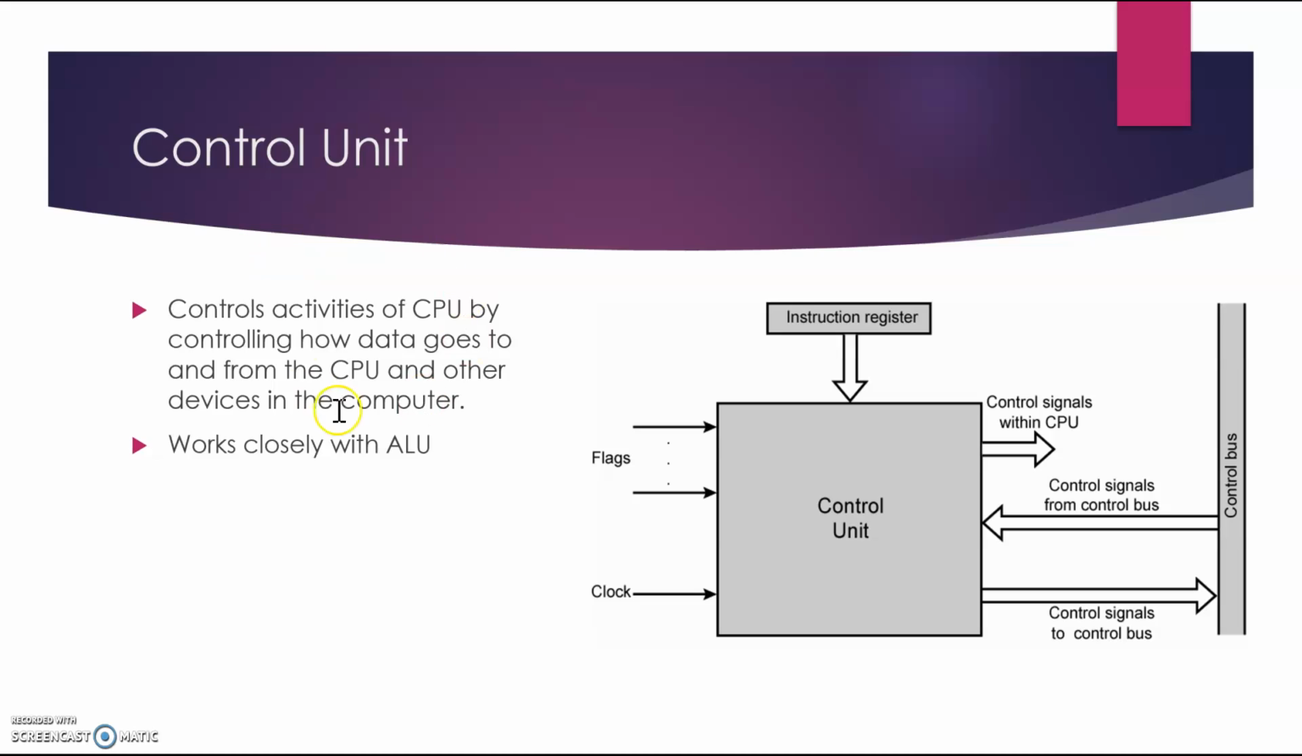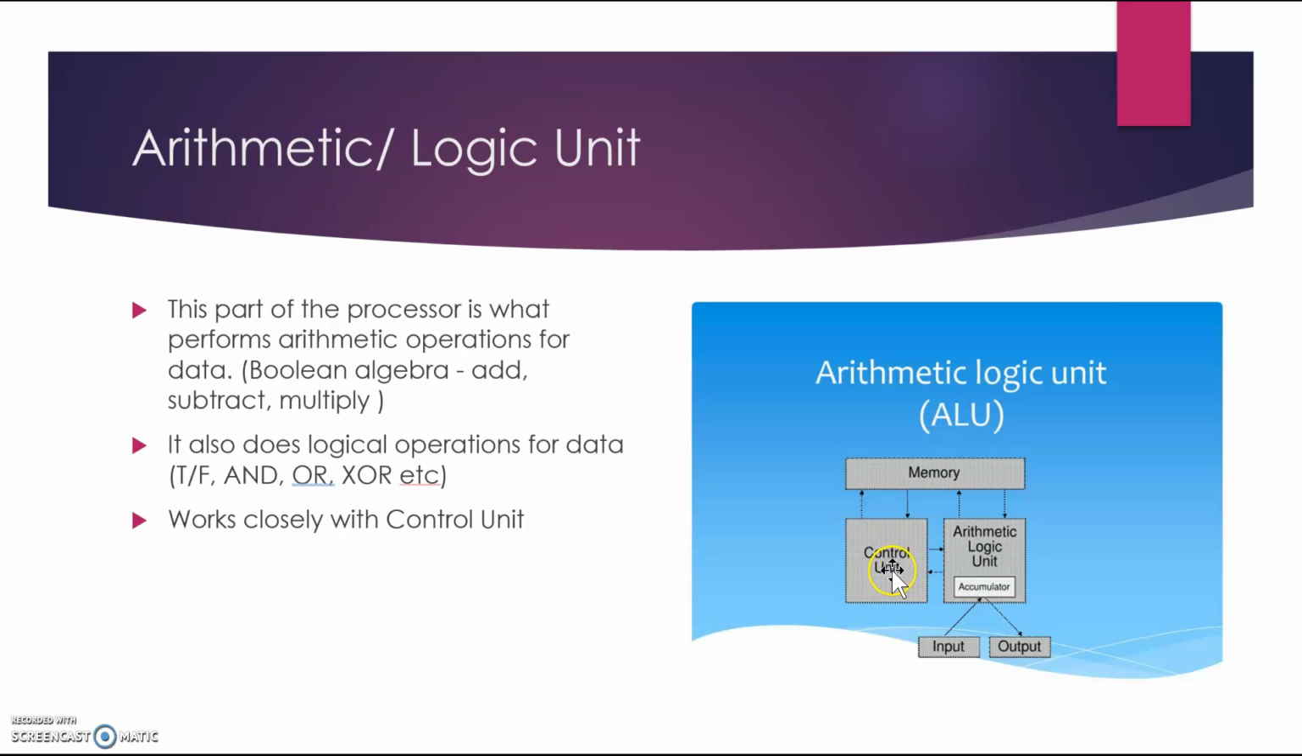So here is the control unit, which works very closely with the ALU. It controls all the activities of the CPU by controlling how data goes to and from the CPU and other devices in the computer. So this is very important. The instruction registers and different registers tell the control unit what it needs to get. So it sends signals and gets signals from the control bus to tell the ALU what to do. So if we go back to the other diagram, we can see how it connects to memory and arithmetic logic unit.